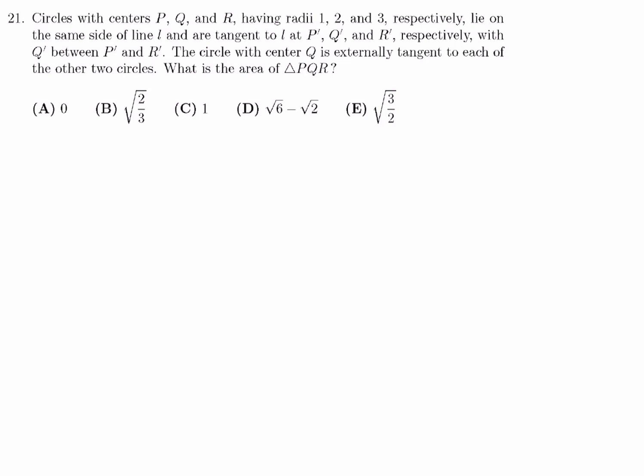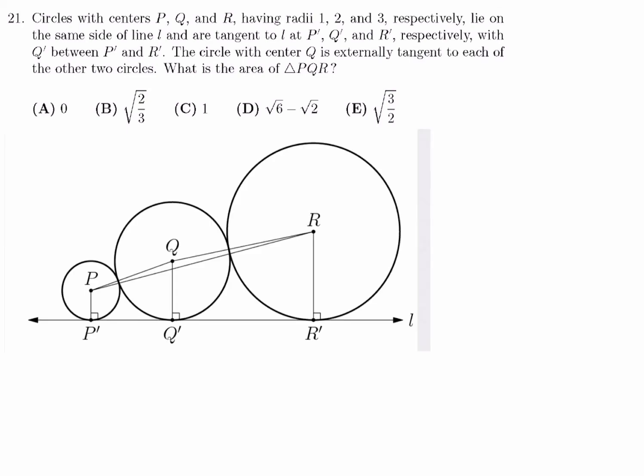Circles with centers P, Q, R have radii 1, 2, 3, lie on the same line L and are tangent to L at P prime, Q prime, and R prime, with Q prime between P prime and R prime. The circle with center Q is externally tangent to each of the other two circles. What is the area of PQR? Here's a diagram that explains everything in the question stem.